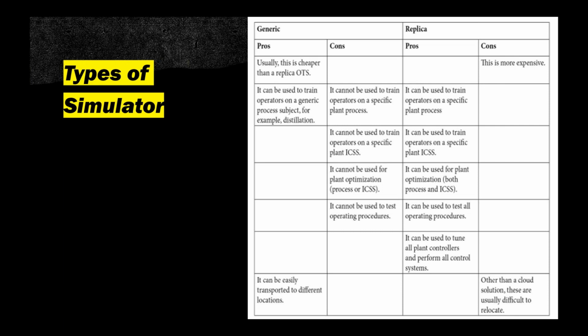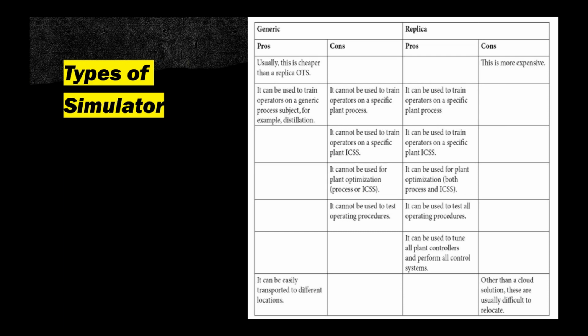The generic simulator can be used to train on generic processes. For example, how distillation works, or how turning a ship can be done. Okay, and then the disadvantage is that it cannot be used to train on specific plant processes because it's generic. Specific plant processes like destructure or pipe burst. And generic cannot be used to train on a specific plant's integrated control and safety system. So it is very specialized. For example, the ICSS provided by Yokogawa.